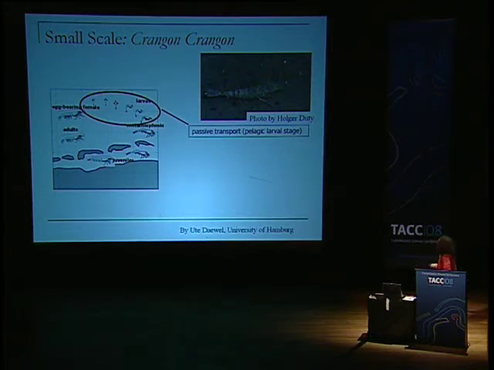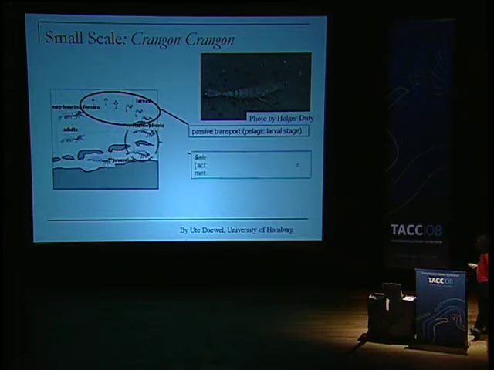animal utilizes the environment in the southern North Sea, and it has different life phases and utilizes the environment passively or actively. So in the larval phase, the egg-bearing animals live at around about the 30-meter line there. And when they release eggs and larvae, of course they are passively transported. They have a pelagic larval stage.